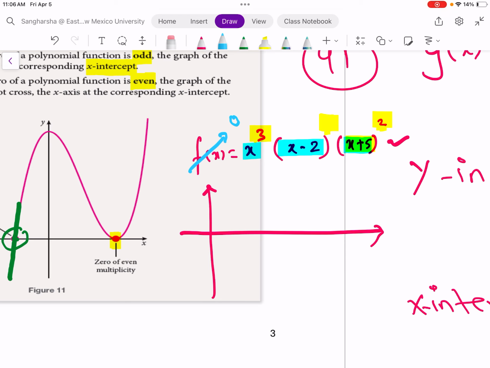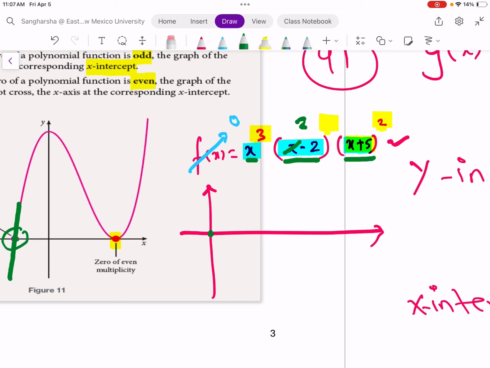0, -2, sorry, 2, -5. Okay, let's take 0. If our x is 0, we have 0 cubed times 0 minus 2 times 0 plus 5. That is 0, right? So 0 is 1 x-intercept. Now if we substitute positive 2 here, we have 2 minus 2, 0. 0 times x cubed is 0 and 0 times x plus 5 is 0. So positive 2 is also an x-intercept.